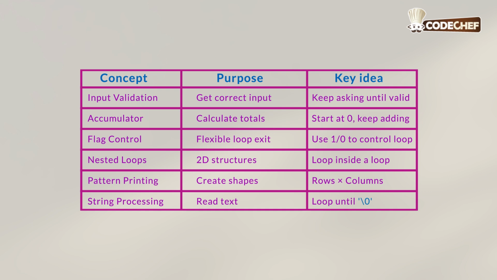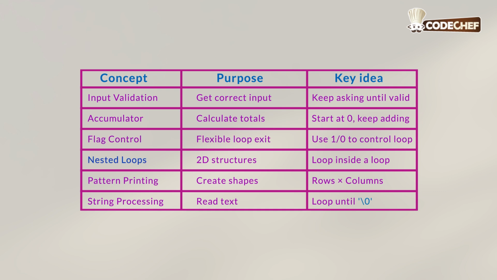A quick summary table so that we remember all the concepts that we covered. Input validation gets correct input, and the idea is to keep asking until it is valid. The accumulator calculates a total, so it starts at 0 and keeps adding according to whatever our input is. And flag control is basically a flexible loop exit. It uses an on/off switch, or true/false, to control the loop.